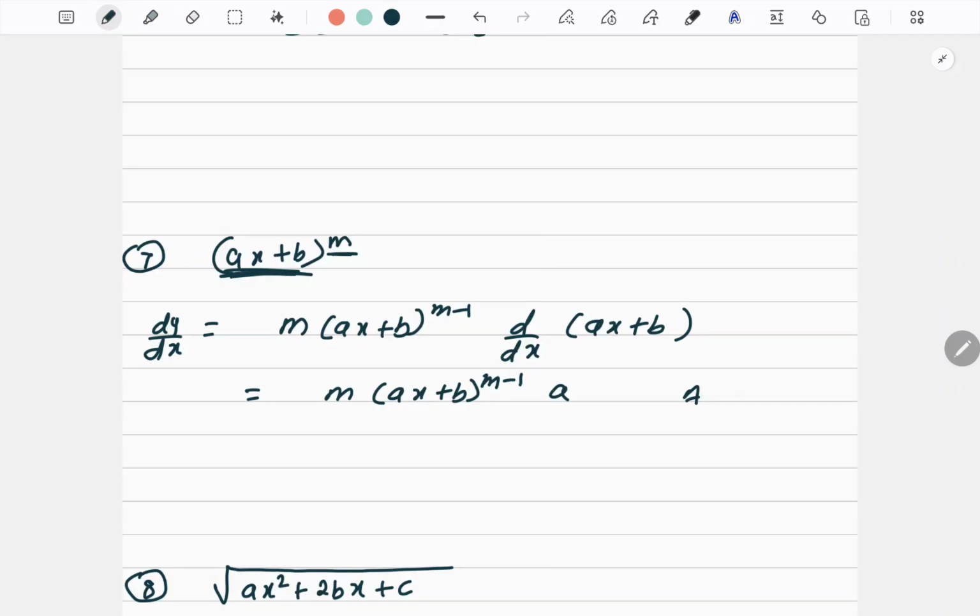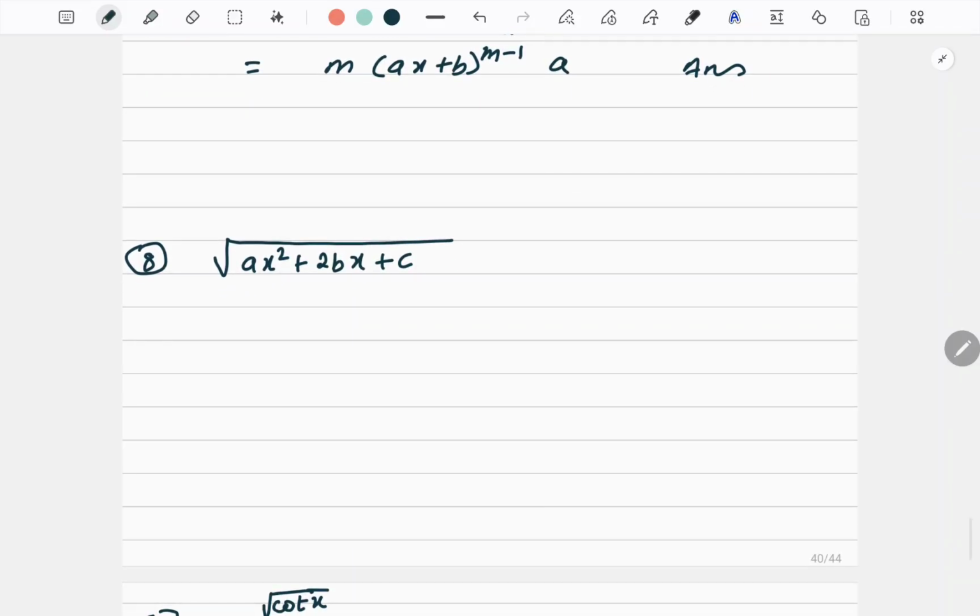So this will become my answer. Now come to the next question. Now this is also a very interesting question. It is a square root. Basically, square root means what? Square root means power 1 by 2. So again it is a function raised to some power, right?